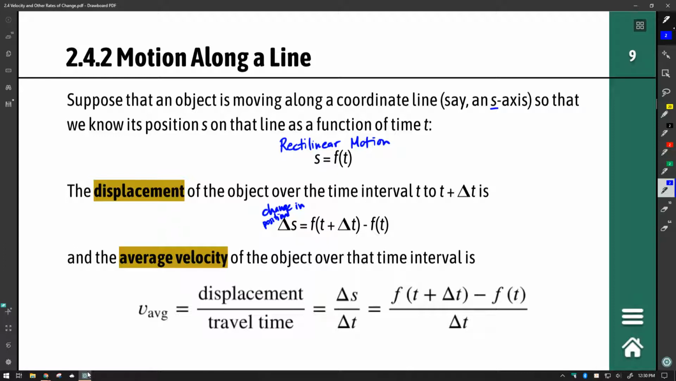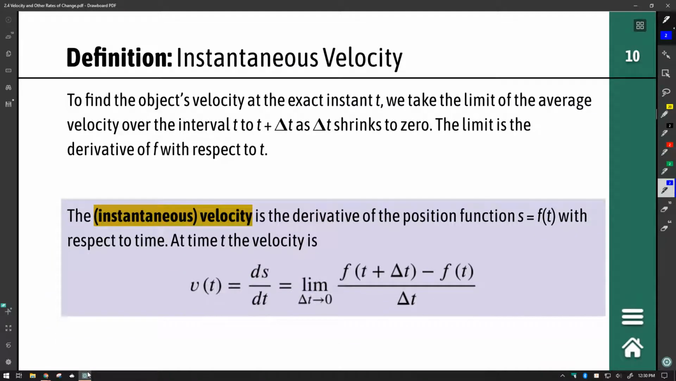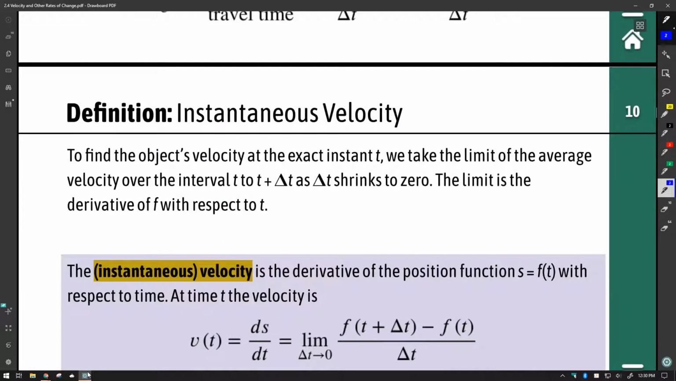So then in rectilinear motion, we're going to define average velocity slightly different than what we have before. The average velocity is going to be the displacement over the travel time. In this case, that would be delta S over delta t. So how many seconds did you travel for, or how many minutes or how many hours did you travel for? The denominator stays the same, but here we have our destination minus our beginning point, and that's the displacement of that object.